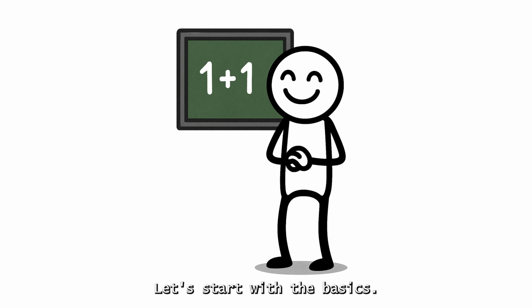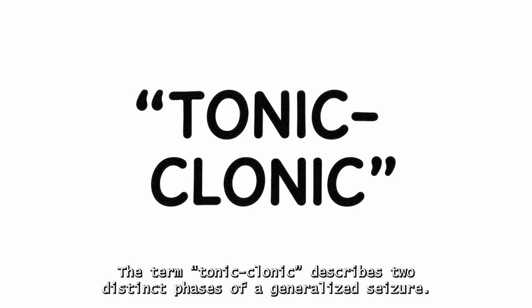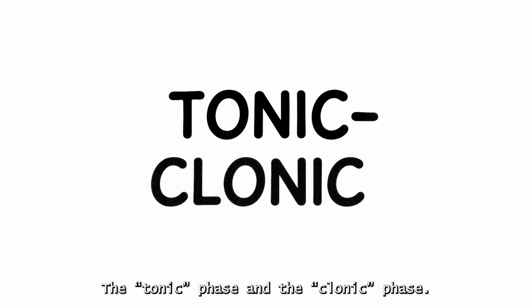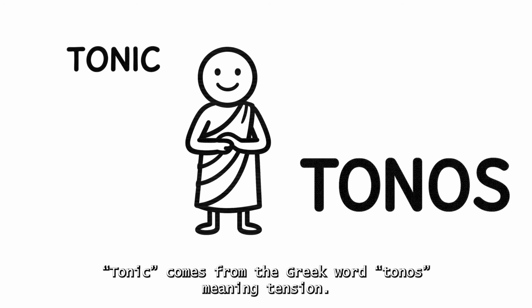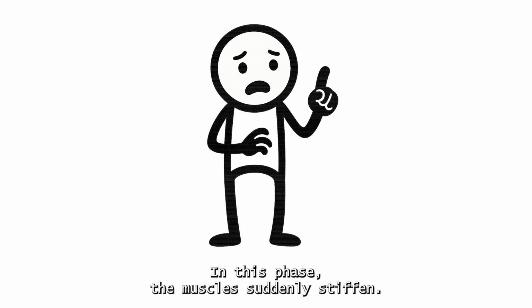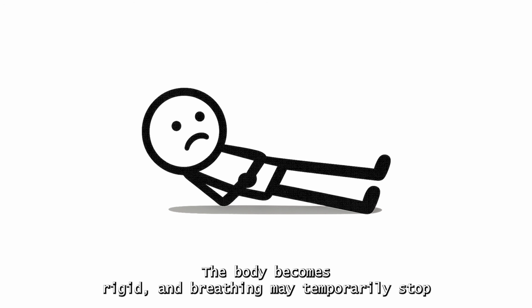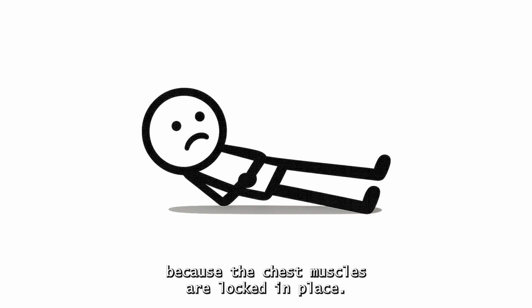Let's start with the basics. The term tonic-clonic describes two distinct phases of a generalized seizure, the tonic phase and the clonic phase. Tonic comes from the Greek word tonos, meaning tension. In this phase, the muscles suddenly stiffen. Almost every muscle group contracts at once. The body becomes rigid, and breathing may temporarily stop because the chest muscles are locked in place.